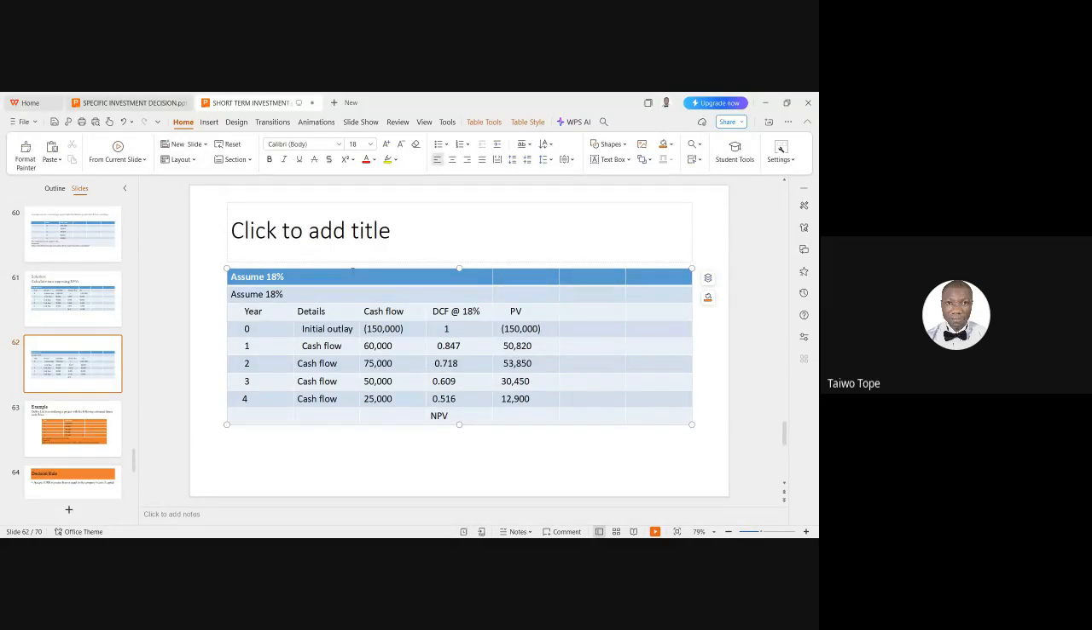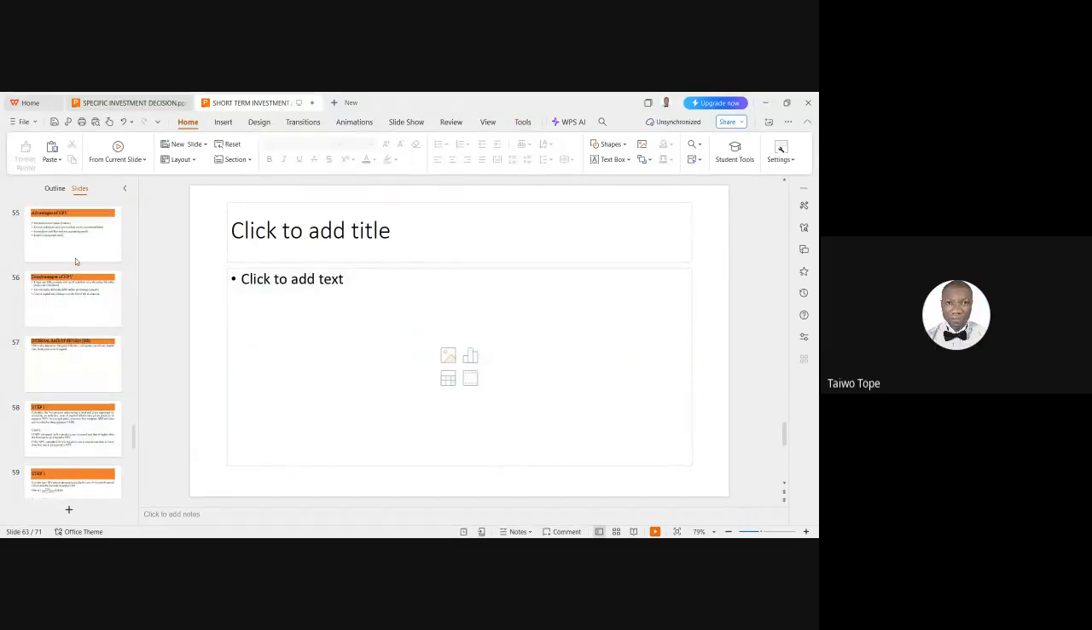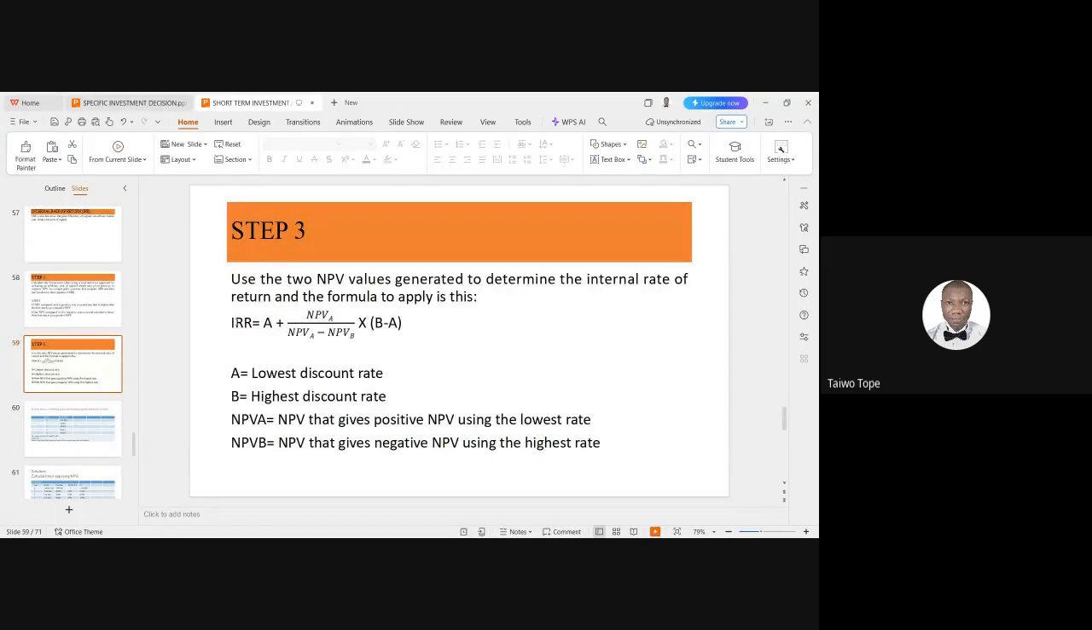So our NPV will be what? If we didn't get positive or negative, we'll do another one. It's negative, 1,980. So we are now fit to substitute all this into the formula.